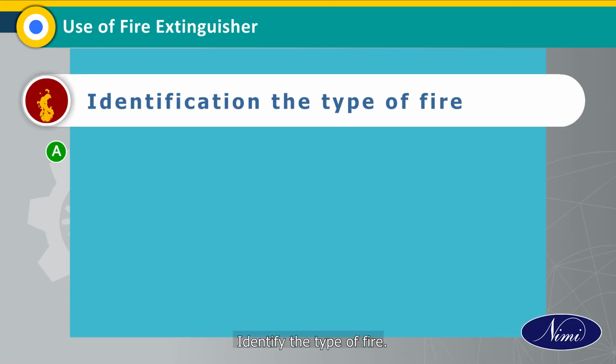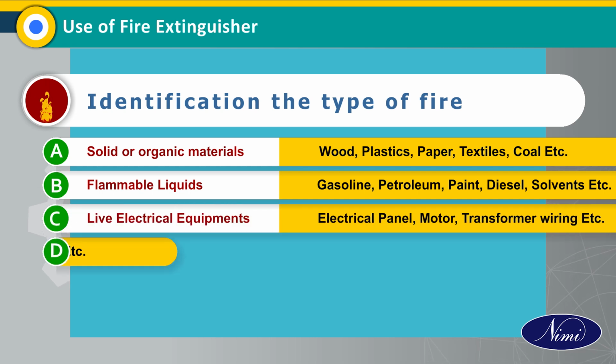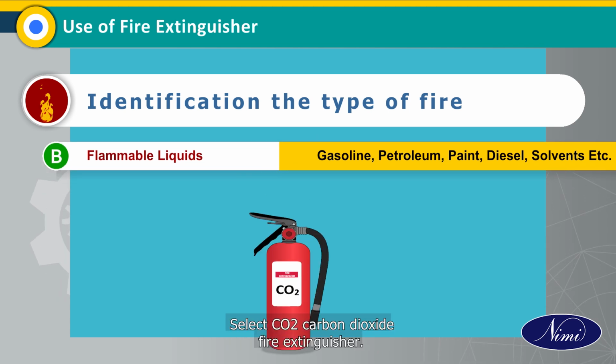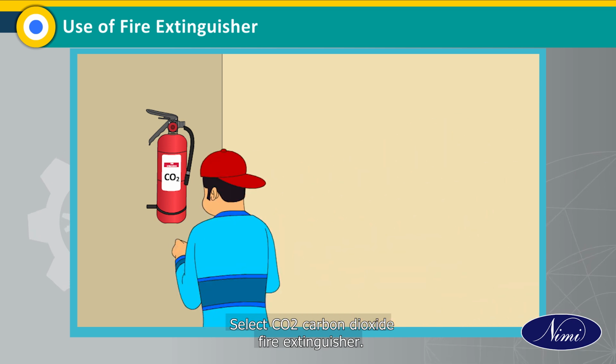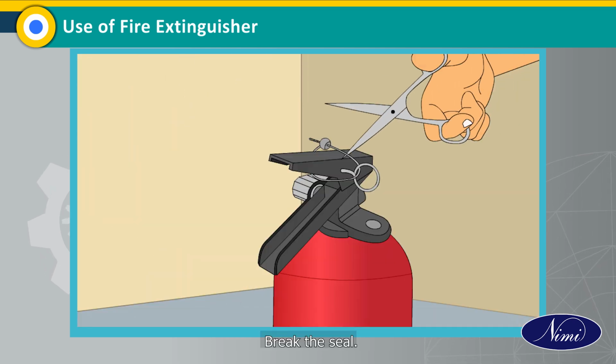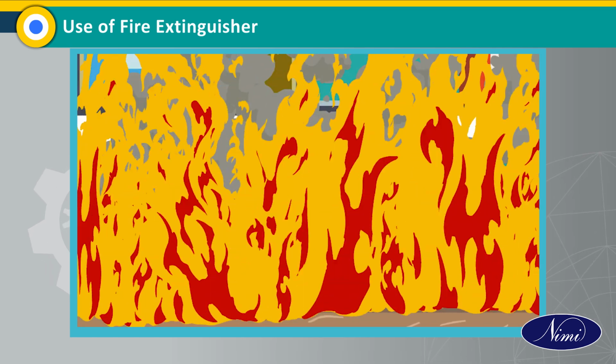Identify the type of fire. Refer to Table 1. Assume the fire is B-type. Select a CO2, carbon dioxide, fire extinguisher. Check its expiry date. Break the seal. Pull the safety pin from the handle.